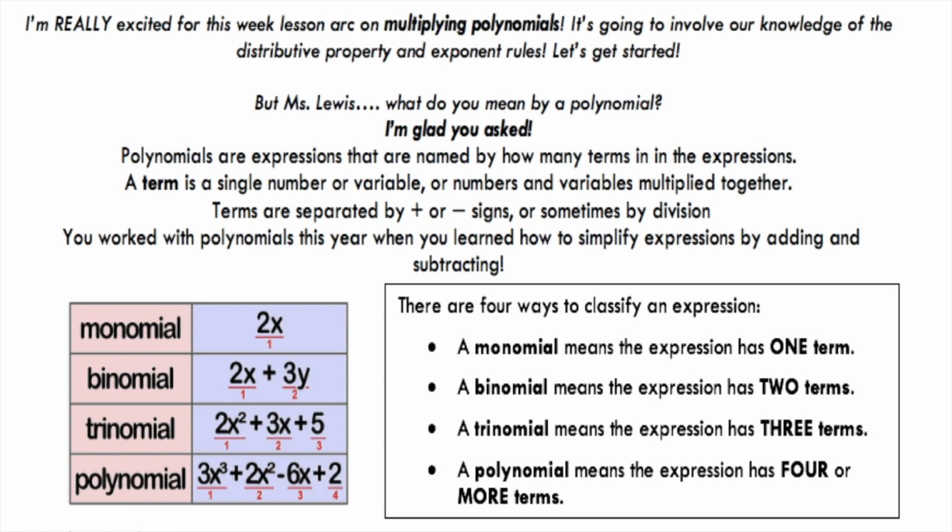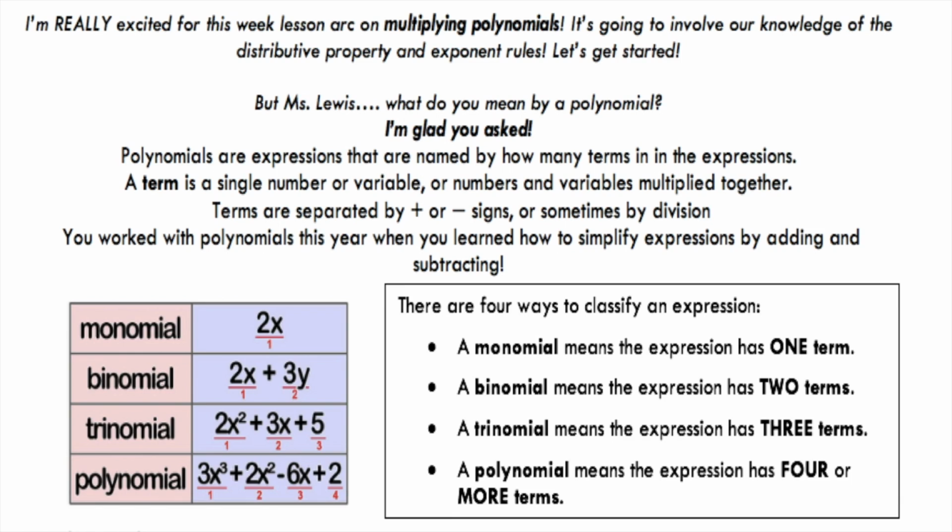But you might be thinking, what even is a polynomial? Well, I'm glad you asked. Polynomials are expressions that are named by how many terms are in the expression. And so remember, a term is a single number or a variable, or numbers and variables multiplied together. Terms are separated by addition or subtraction signs. So we're going to see examples of what this means in a little bit. And you worked with polynomials this year when you learned how to simplify expressions, when we added and subtracted them, combined like terms. We've worked with polynomials before, we just might not have known their names.